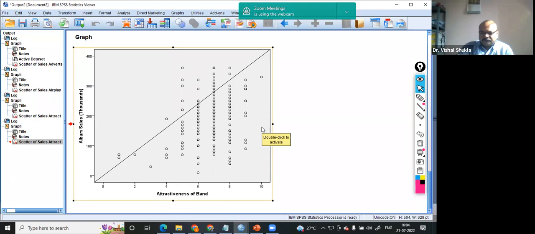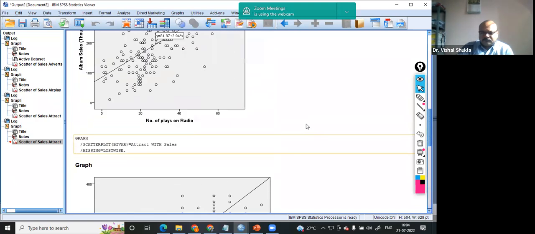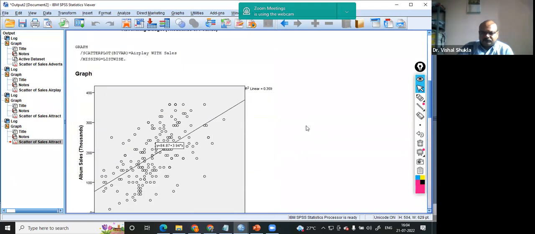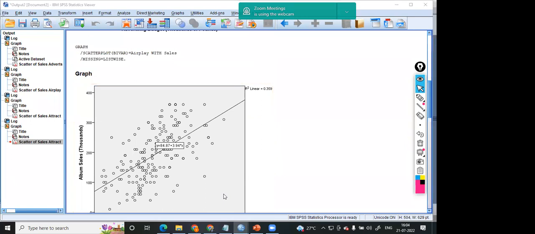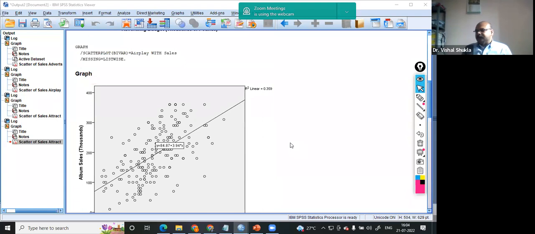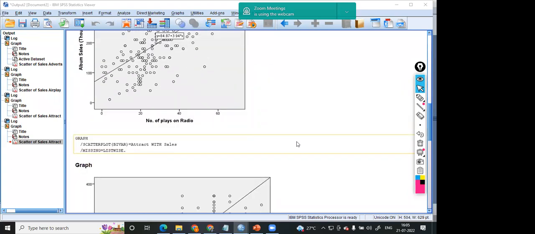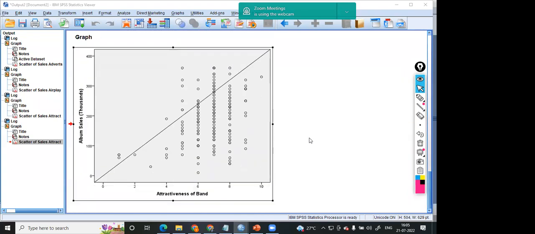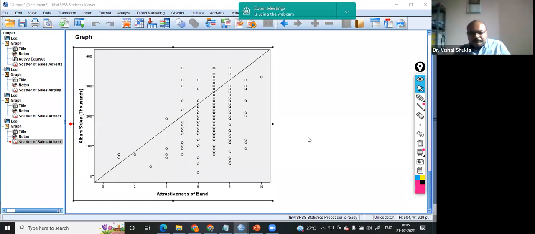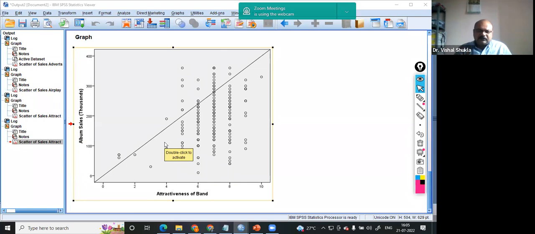Is that clear? Is that clear to you? Yes, sir. Right. So that is the first assumption. Sir, because only two variables are linearly associated and attractiveness of the band is not, shouldn't we remove it before going for regression? See, based on only one thing, we should not remove. When put together, we'll see how it is affecting, right?